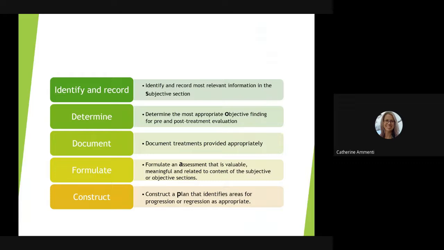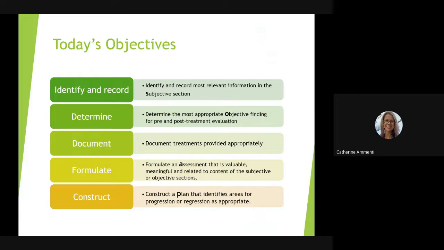You want to document all your treatments provided appropriately, and I'll talk about that in detail in a moment. You want to formulate an assessment that is valuable and meaningful, and we'll talk about that as well. It needs to relate the content of the subjective data that you brought in today with the objective data that you've gathered. And then you're going to construct a plan that identifies areas for progression and regression as appropriate.